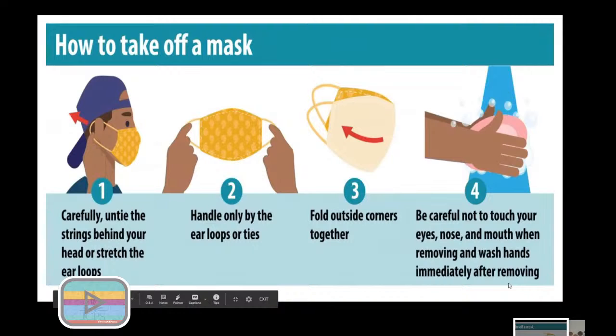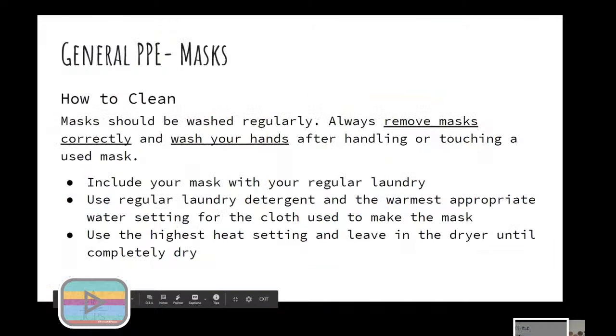Now, when you take off a mask, if it's a tie string, you untie the strings. Most of the masks I've seen now are loop masks, handled only by the ear loops or ties. You don't want to be touching the front of it. Fold the outside corners together, and be careful not to touch your eyes, nose, and mouth when you're taking off your mask. And wash your hands after you take it off.